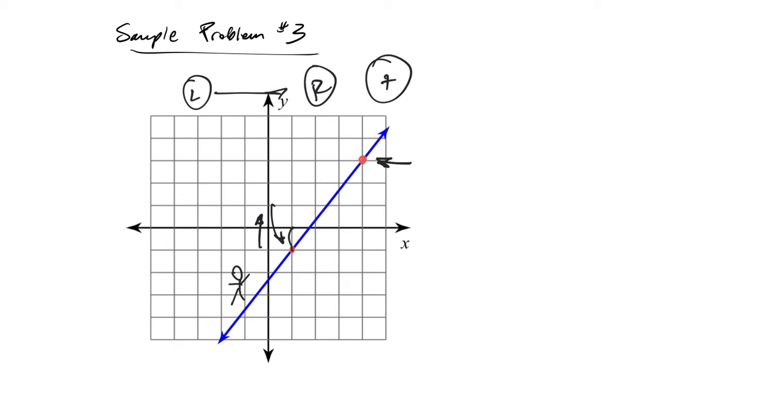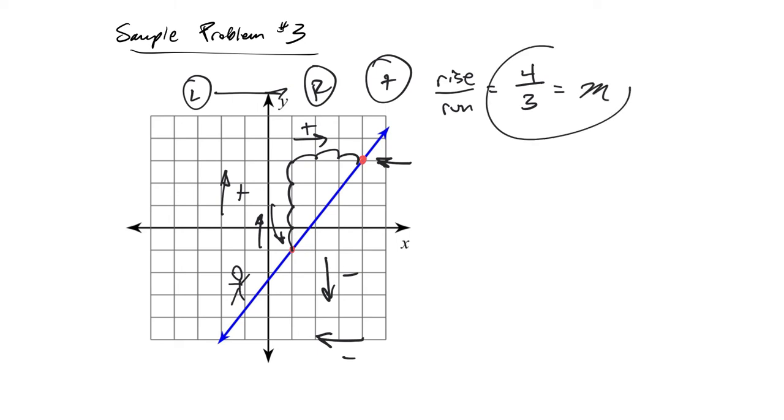So I go first up 1, 2, 3, 4. So if I'm looking at rise over run, my rise is 4. And I go over to the right, 1, 2, 3, positive 3. Remember, up is positive, to the right is positive, down is negative, to the left is negative. So my slope is 4/3. I can't simplify that anymore, so I'm done.